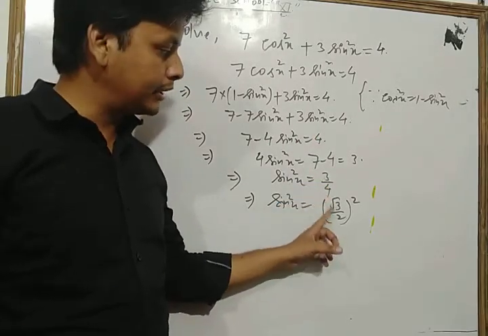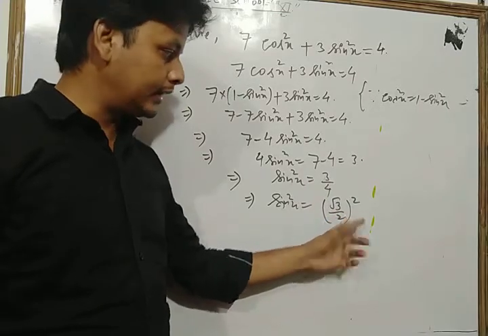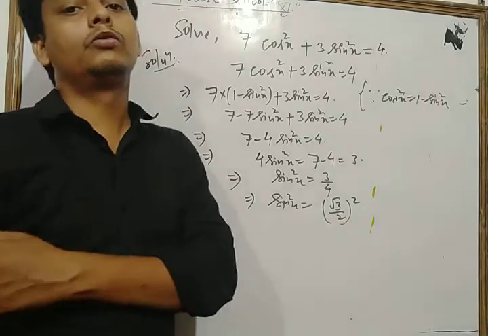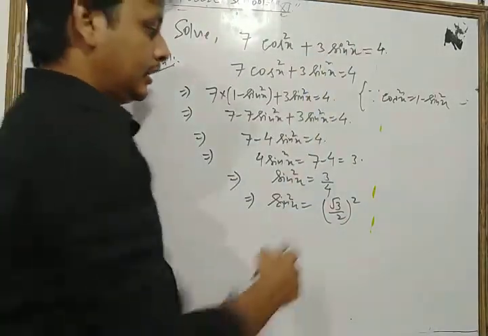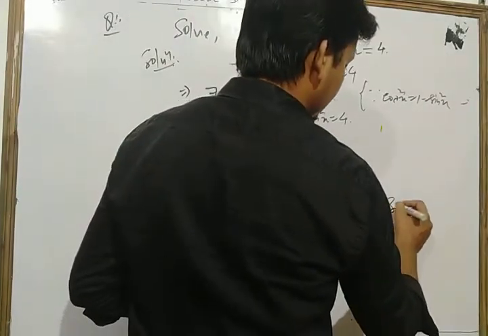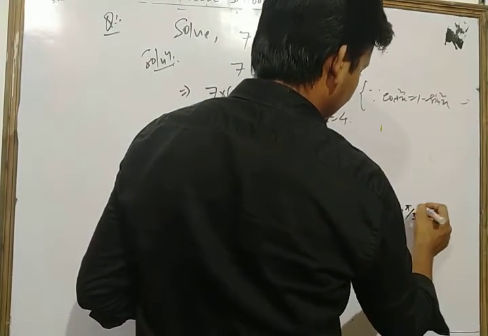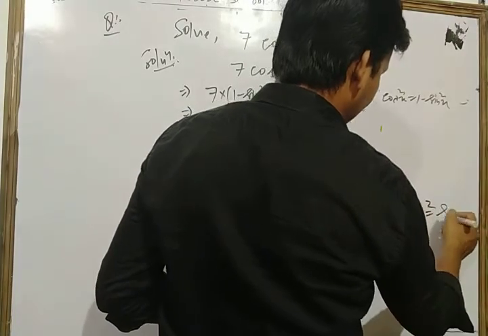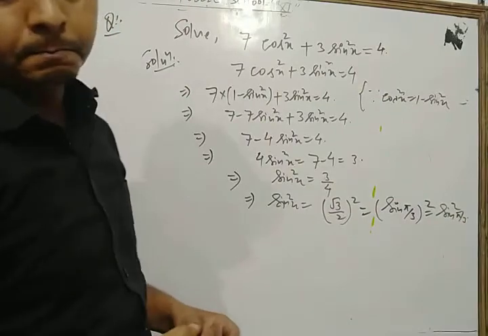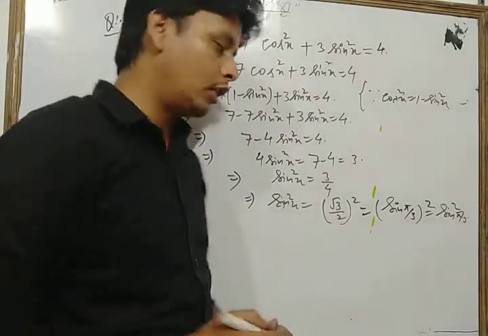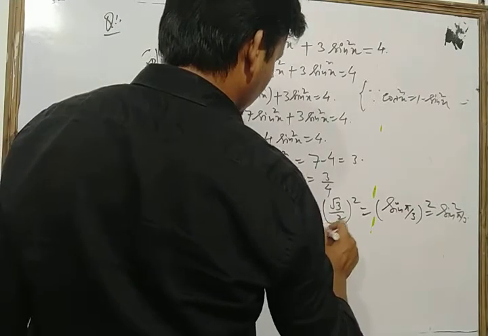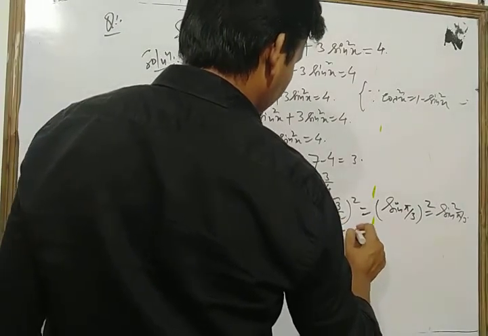We write 3 by 4 as root 3 by 2 whole square, right? If we square that value, then we get 3 by 4. And this is the value of sin 60. The value of sin 60 is root 3 by 2, right? So we write it as sin pi by 3 whole square, as sin square pi by 3. Now we write sin square x is equal to sin square pi by 3.